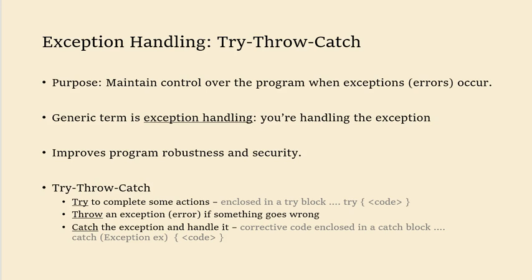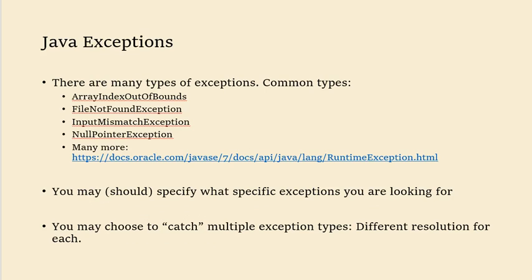The tries and the catches are both enclosed in curly brackets because that's how Java always encloses sections of code. So curly bracket to try something, curly bracket to handle something. You can have multiple catches for a single try because you can catch different kinds of errors, and I'll mention that several times in this talk.